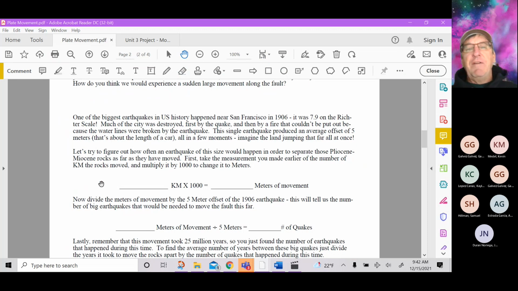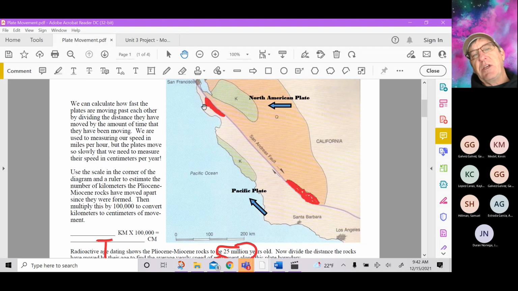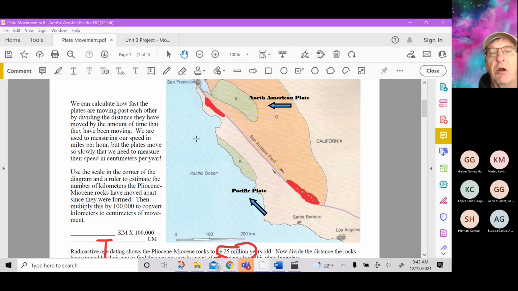Let's try to figure out how often an earthquake of that size would happen in order to separate those Pliocene-Miocene rocks as far as they've moved. So what we're going to do now is we figured out how many centimeters per year. We also know how far the big earthquake of 1906 had movement along this fault, 5 meters, all at once. Now we want to see how many earthquakes of that size it would take to move these rocks this far in 25 million years. How often would those big quakes occur?